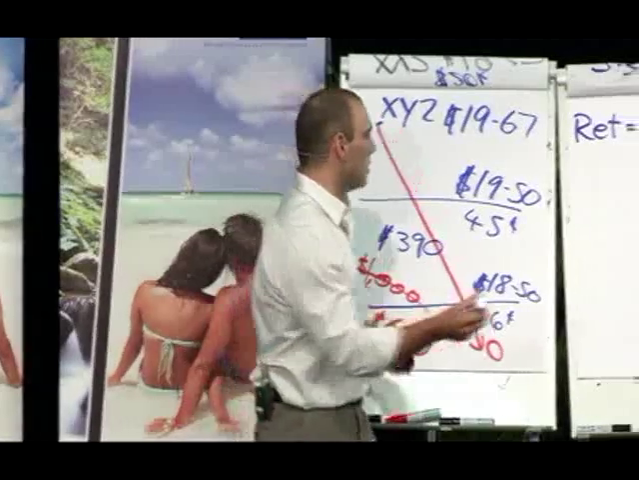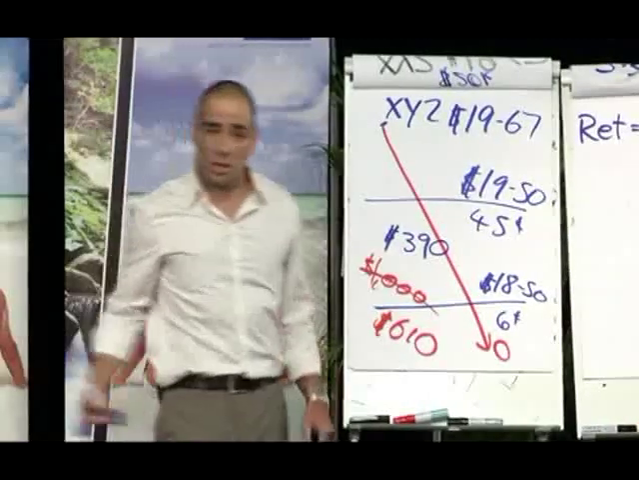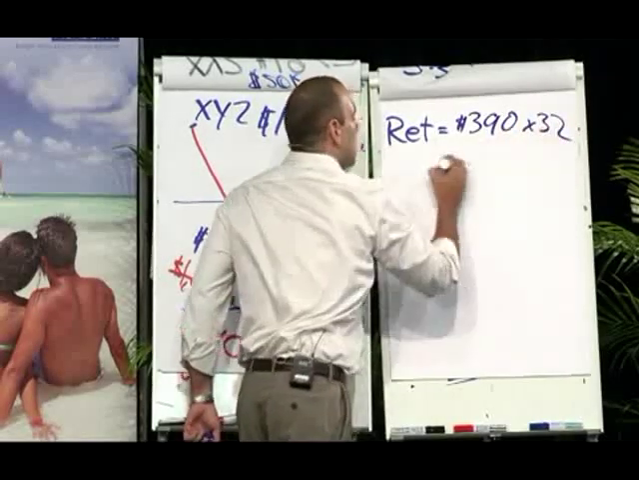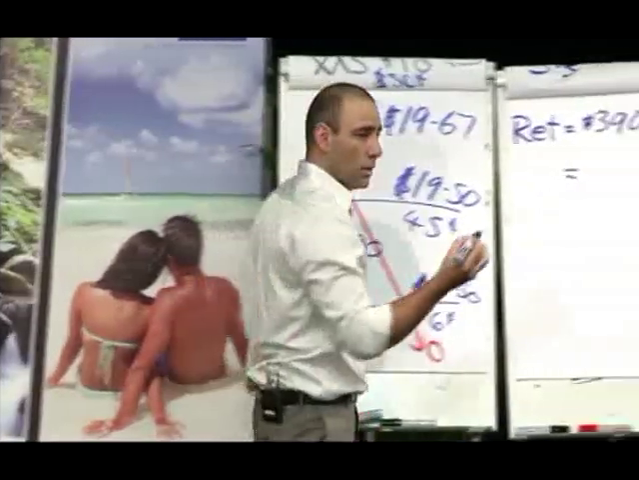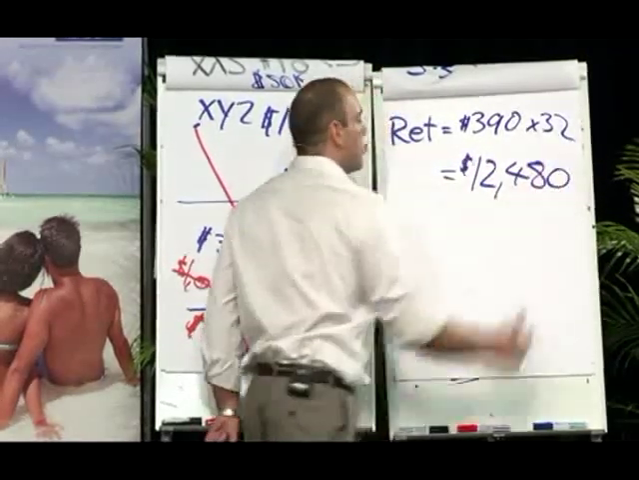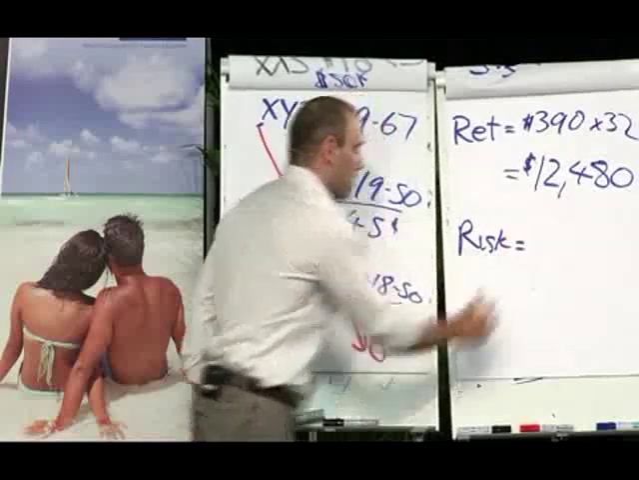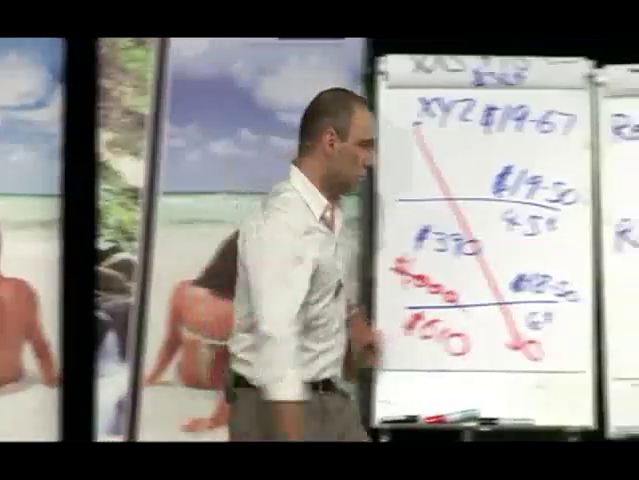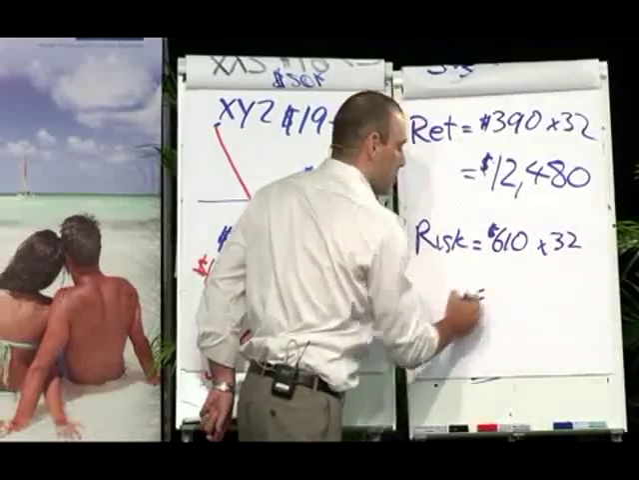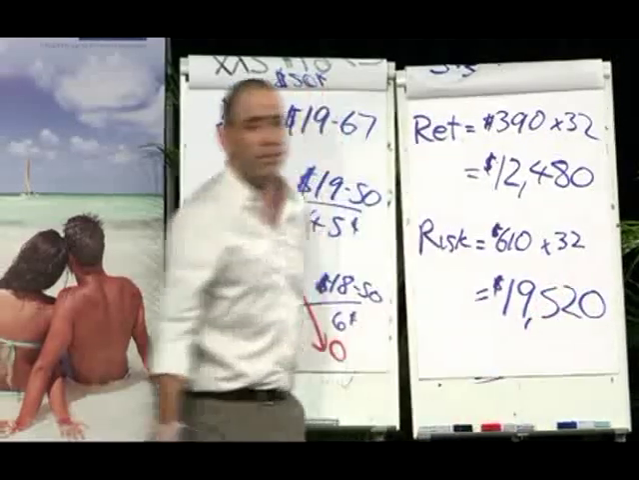So our return is $390. That's what's going in our pocket. And we do that 32 times. Who's got a calculator? I want someone to check my figures. So that's now $12,480. Our risk is 610, and we're going to do that, again, 32 times. For those with a calculator, from memory it's 19,520.